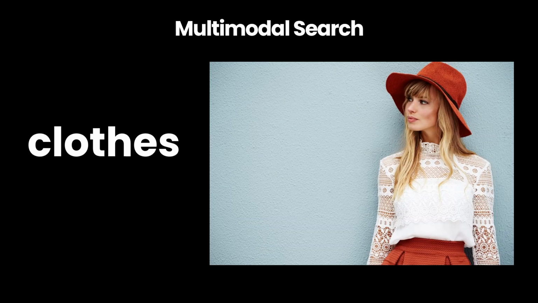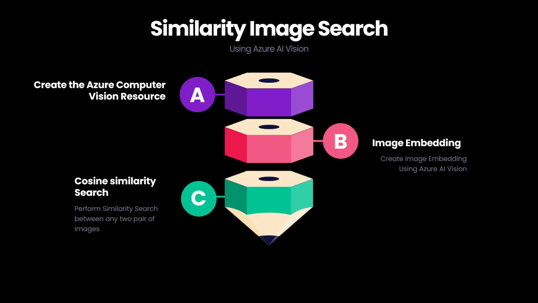Similarly, for multimodal search, what we will do is that we'll search for clothes and we'll get this picture of the lady with clothes. So, how are we going to do a similarity image search? The first step is that we create the Azure Computer Vision resource. We create the image embedding using Azure AI Vision, and then we do a cosine similarity search between any two pair of images with the image embedding. So let's get this in action right away and jump into how we will do it.